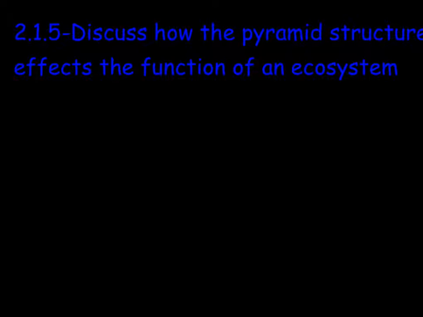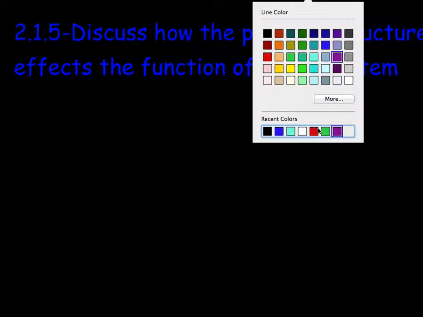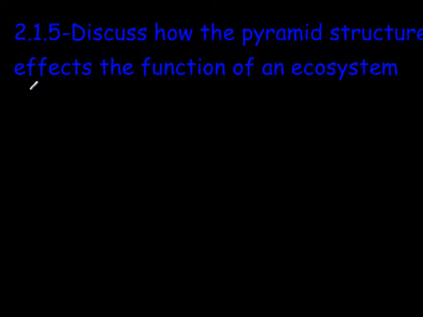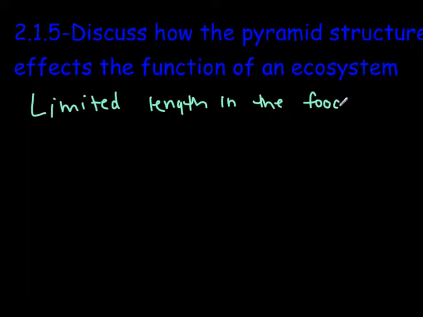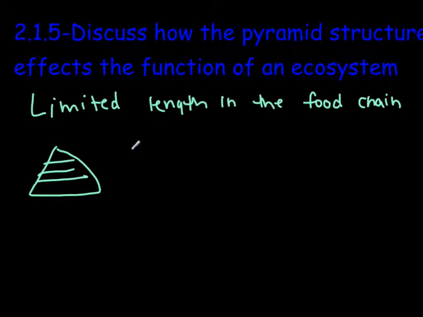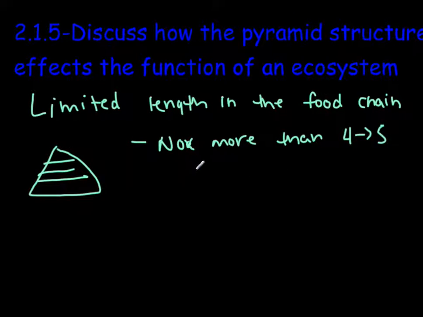Let me pick a pen color. Let's do blue again. All right, so we have a limited length in our food chain, and our energy pyramid helps explain that. So typically you have no more than 4 to 5 trophic levels.